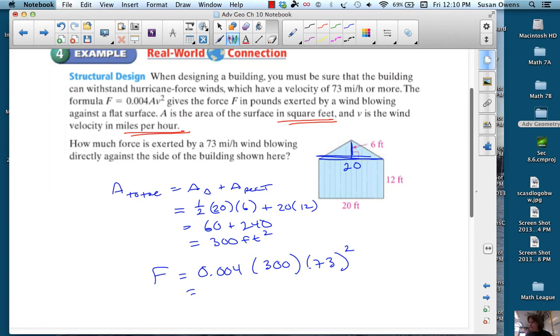So if I put that in my calculator, I get 6,394.8, and my units for this are exerted in pounds, so this would be pounds.